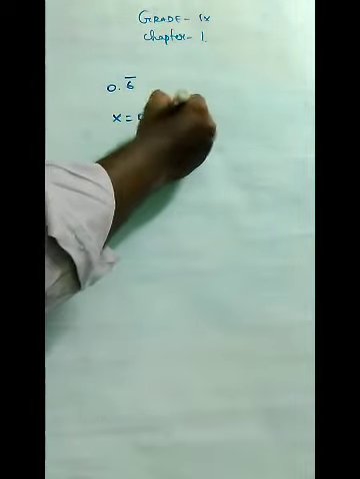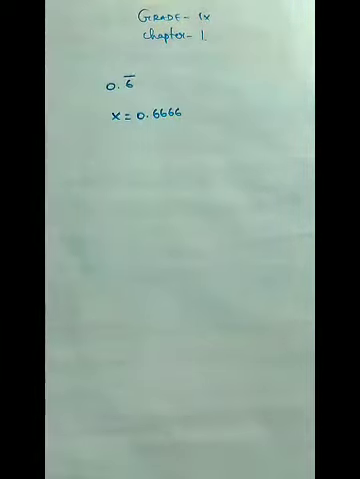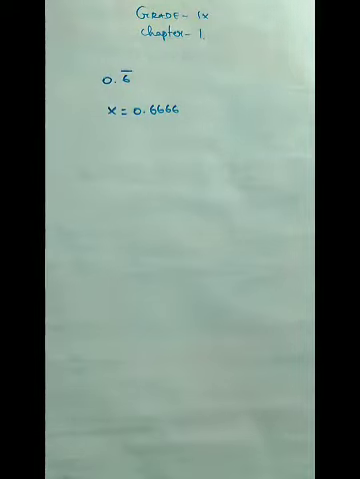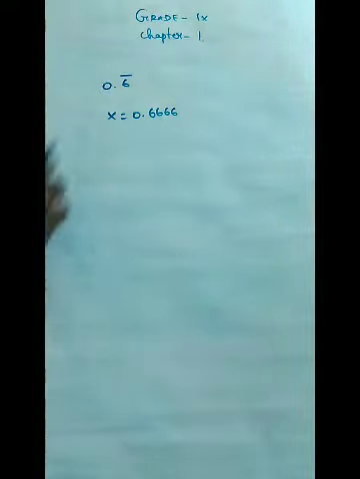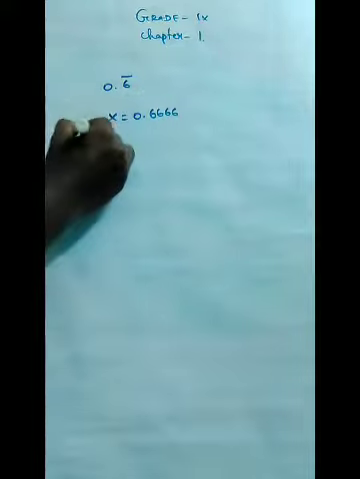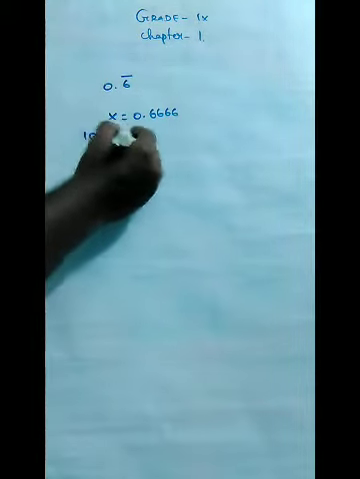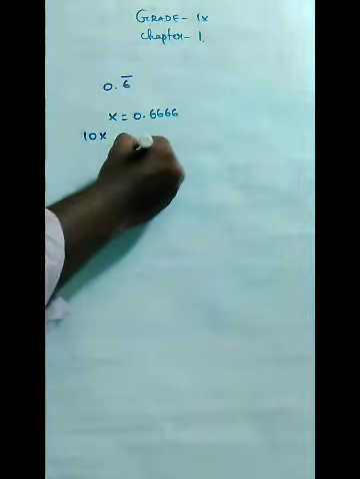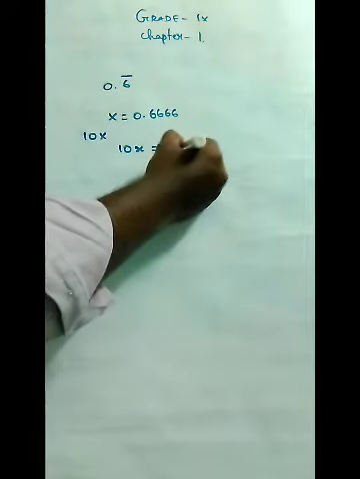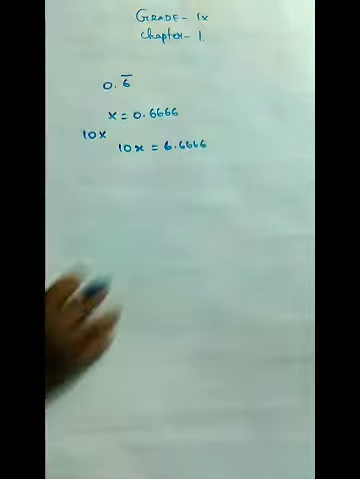Now we are going to check whether it is possible for us to represent the decimal as a fraction. Suppose the question is 0.6 bar, so we can write it as 0.6666 and so on. It keeps on going. The bar represents the repetition of the number. So now we take it as x. Multiplying both sides by 10, we get 10x equal to 6.6666, and it keeps on going.